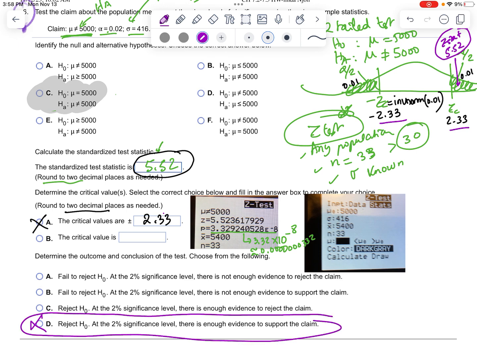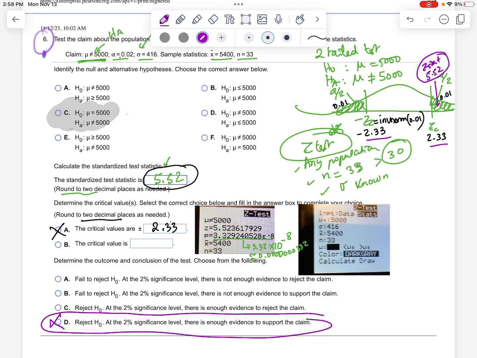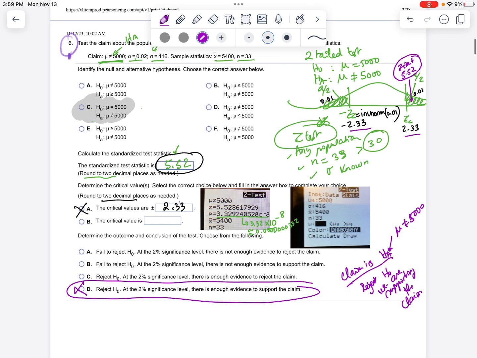All right. Remember, your claim was in the alternative. The claim is HA. So if we are rejecting the null, we are supporting the claim, because the claim was what? Mu different than 5,000, which is the alternative. I hope that makes sense.